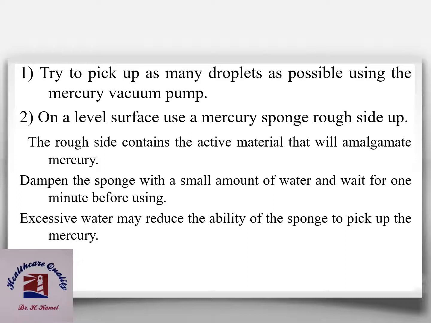On a level surface, use a mercury sponge rough side up. The rough side contains the active material that will amalgamate mercury. Dampen the sponge with a small amount of water and wait for 1 minute before using. Excessive water may reduce the ability of the sponge to pick up the mercury.